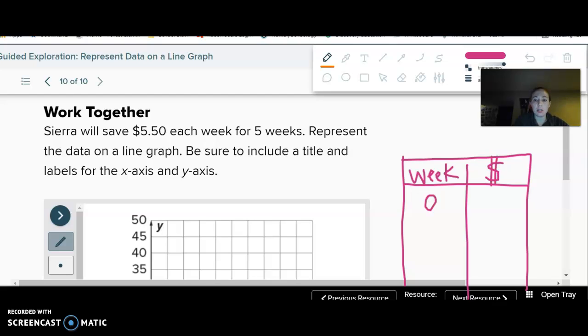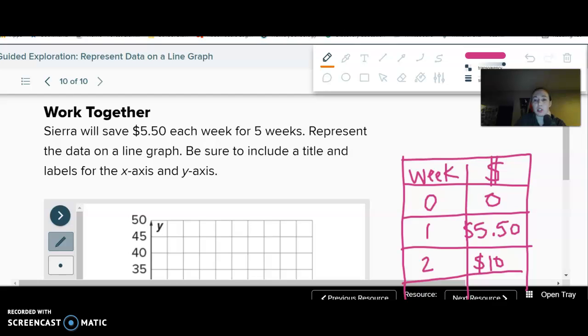So at 0 weeks, she has $0. 1 week, she says she earns $5.50 every week. So 2 would be 10. So I should have included that there. Of course, I ran out of space. Sometimes I don't plan ahead very well. 3. Oh my gosh, it's not $10. It'd be $11, right? Because $5.50 plus $5.50 is 11, not 10. 3 weeks is $16.50.